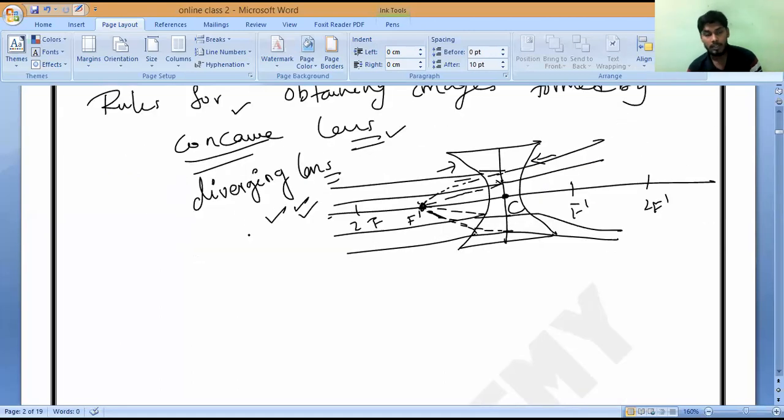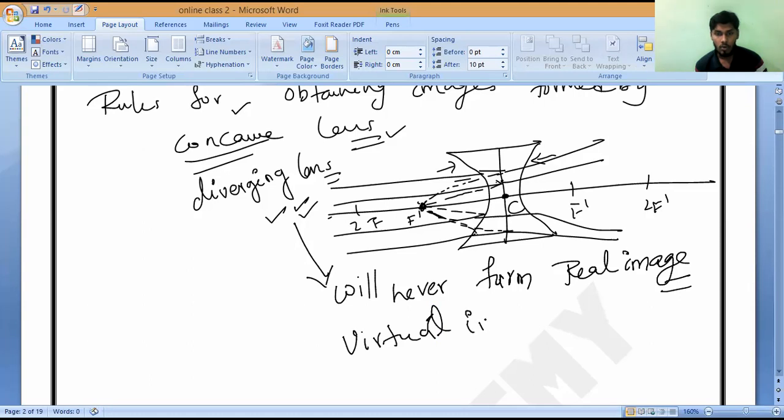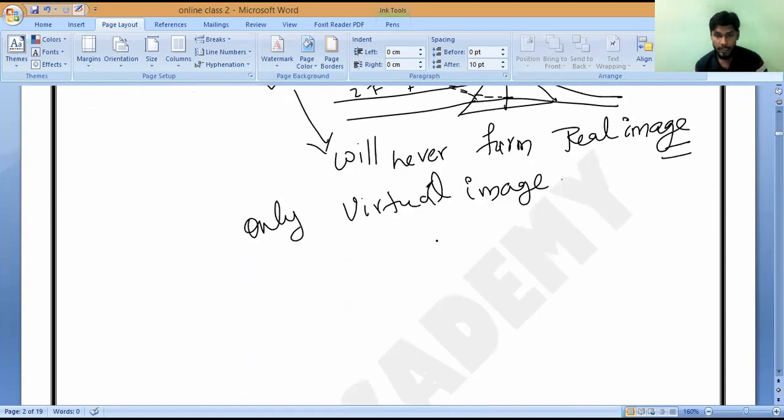Before that I will say one thing. All of you should remember, concave lens will never form a real image. It will always form only a virtual image. Only virtual image. And in which coordinate?